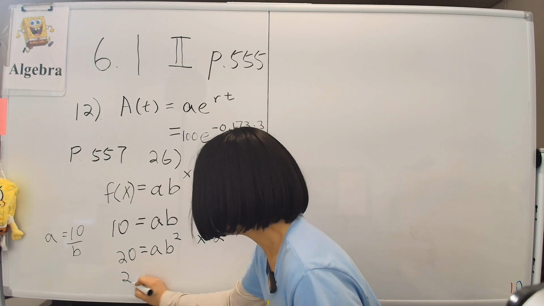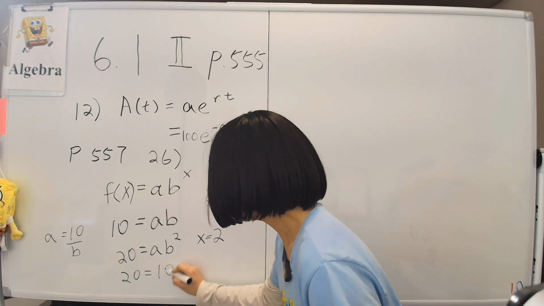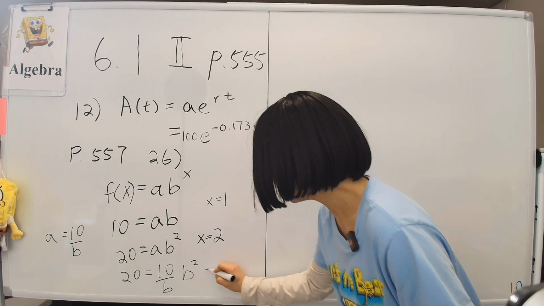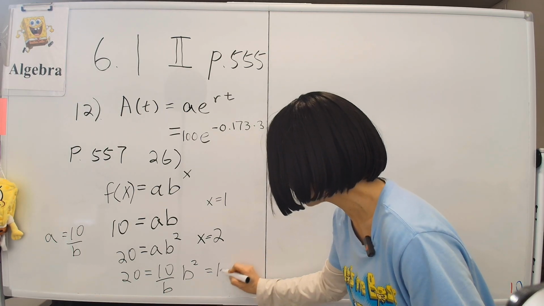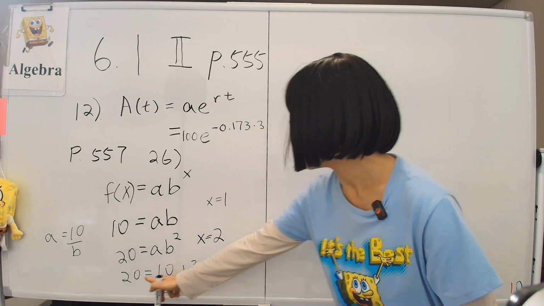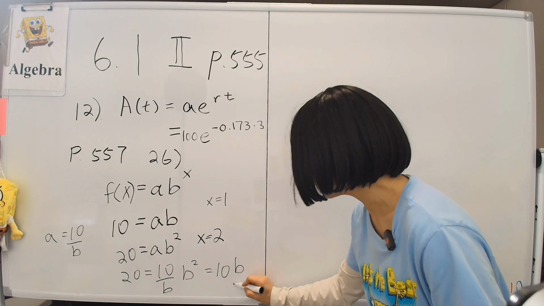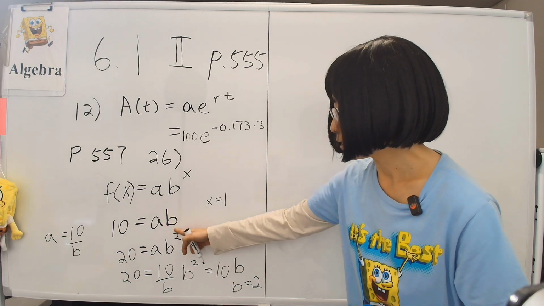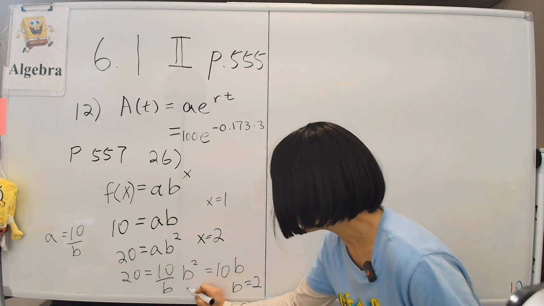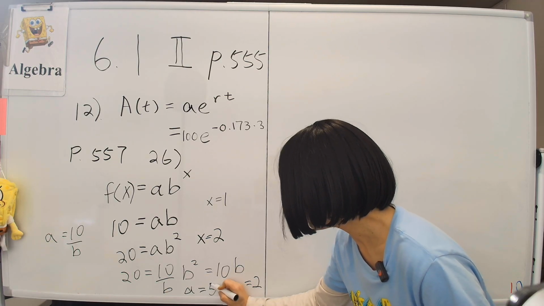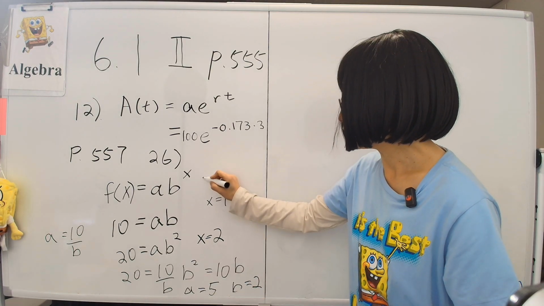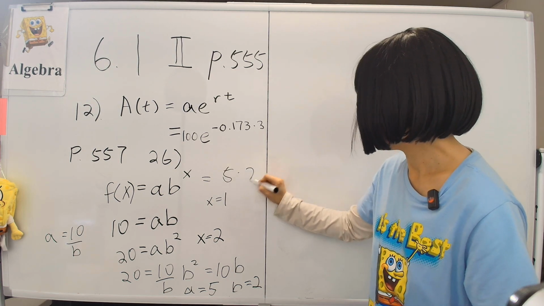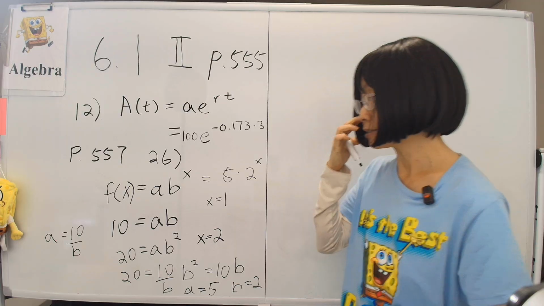And so a is 10 over b, and then we'll put it in here to see what happens. Then we get 20 equals 10 over b, that's a, times b squared, which is equal to, cancel out one b, that's 10b. So 10b equals 20, so b equals 2. So b equals 2, and then a times b is 10, which means a is equal to 5, and that should be our answer. So the function we're looking for is 5 times 2 to the power x.